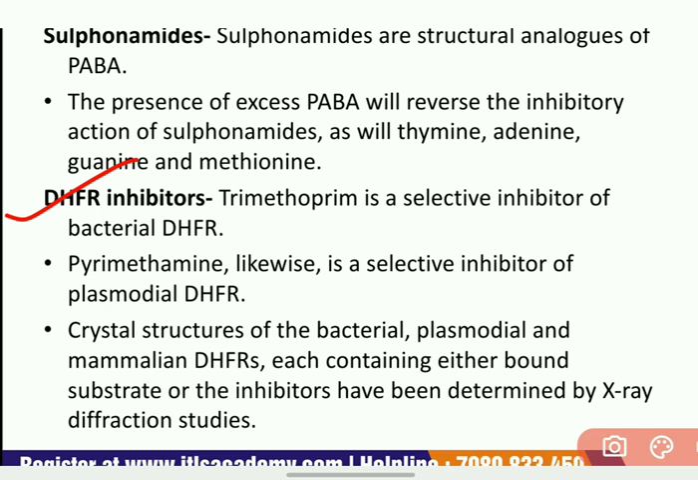Next are dihydrofolate reductase inhibitors. Trimethoprim is a selective inhibitor of bacterial dihydrofolate reductase. The bacterial enzyme is several thousand times more sensitive than the mammalian enzyme.